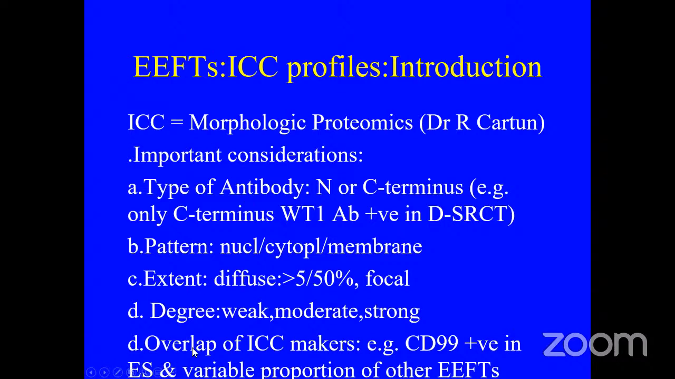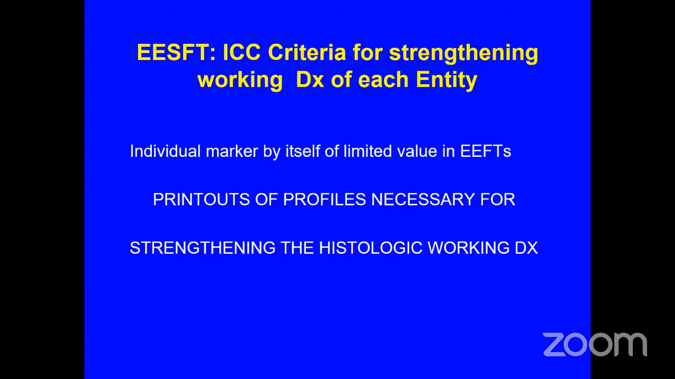And you have to note also that there is an overlap of ICC markers, and CD99 is a prime example of that. CD99 is positive in Ewing sarcoma and also in variable proportion of other EEFTs. So because of this overlap, an individual marker by itself is of limited value in terms of diagnosis of an individual EEFT. So what we need actually, I would say, is a printout of profiles in front of you for strengthening the histologic working diagnosis. I'm saying a printout because it is difficult to remember these numerous ICC markers, and therefore it is better to have a printout in front of you, which you can get later from the PowerPoint slides I have, when it becomes available to you.